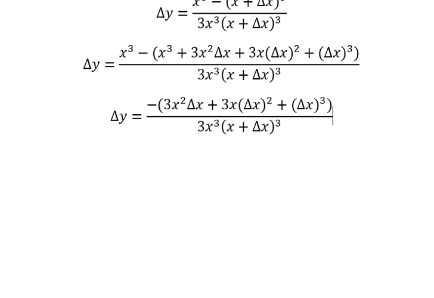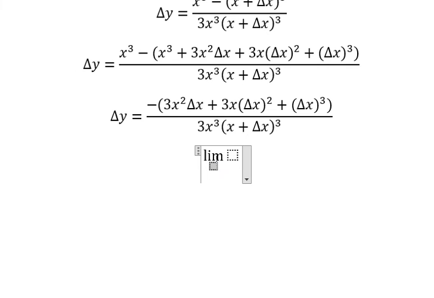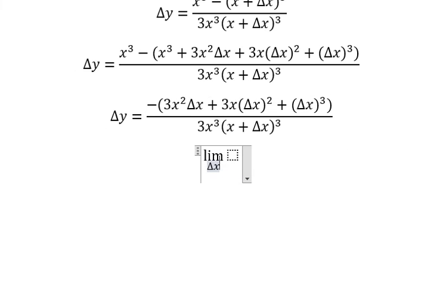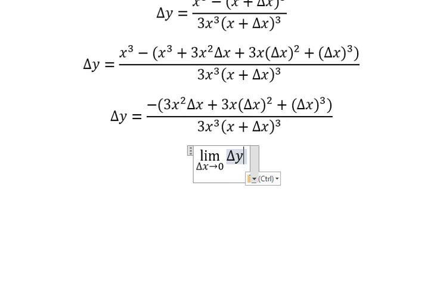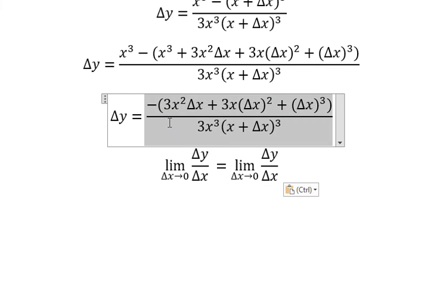Next, we can use this limit, the limit as delta s approaches 0 of delta y over delta s. We know that delta y is this one.